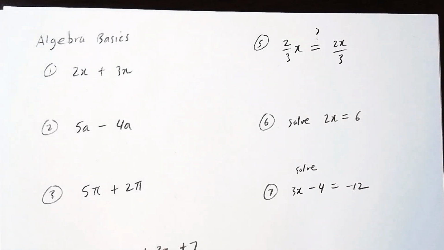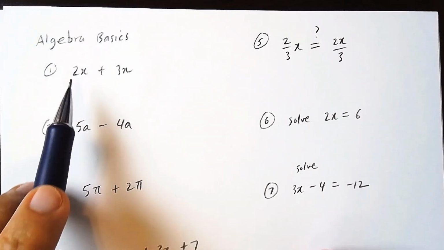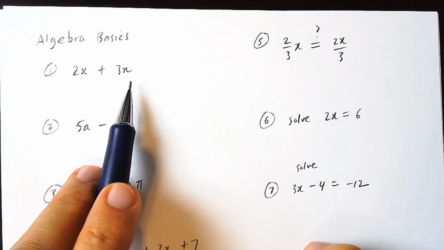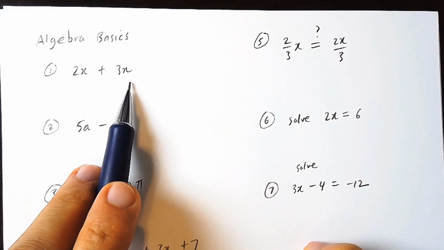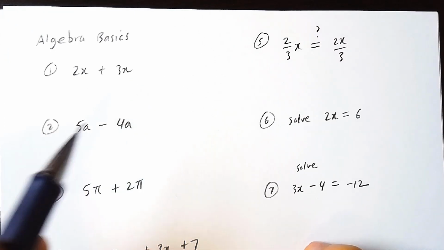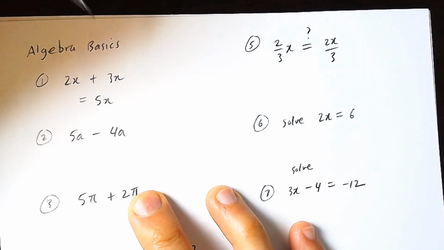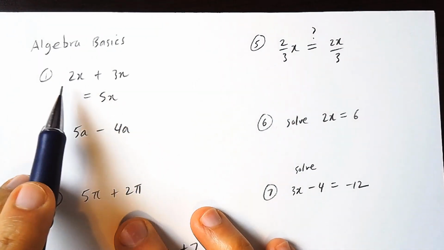Let's review some basic algebra. Now, the first question here: if you have two X-ray machines and you add 3 more X-ray machines, how many X-ray machines do you have in total? 2x plus 3x is going to be 5x. You just add the coefficients.